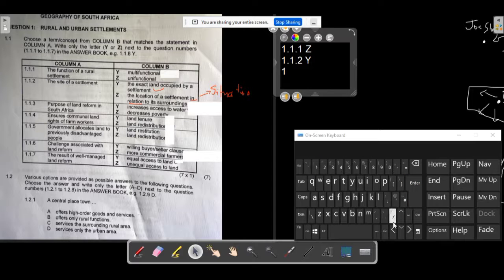Let's head on to the next question, 1.1.3. It says, purpose of land reform in South Africa. So what is the purpose of land reform? What are we trying to achieve? Y says increases access to water.